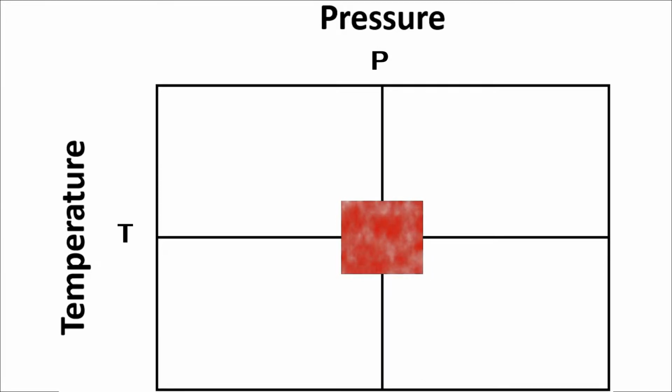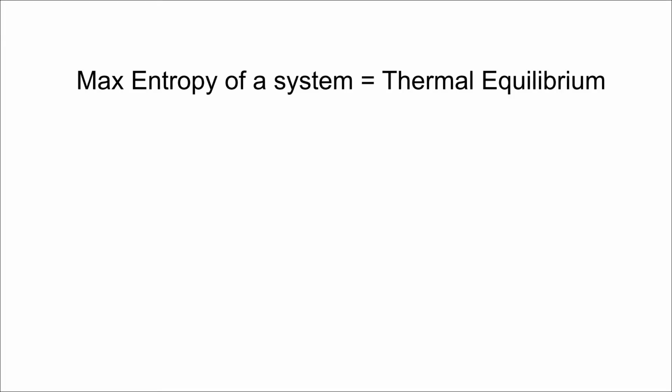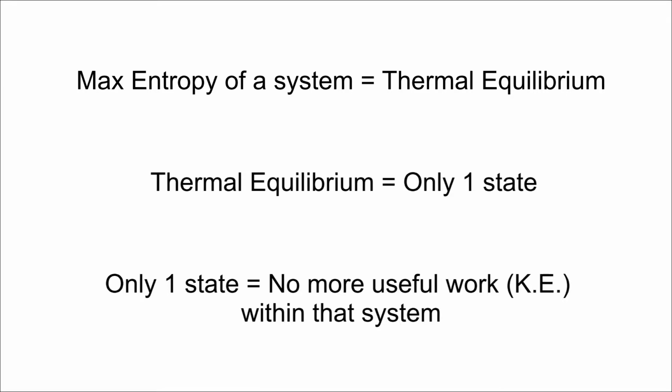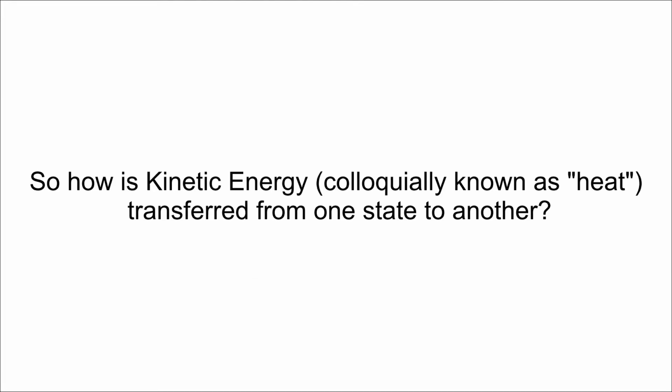And this is maximum entropy. And this is where the particles all share one uniform state. To recap, thermal equilibrium means maximum entropy. Thermal equilibrium also means one state, and one state means no more useful work within that system. We should now talk about how to transfer kinetic energies between different systems and different particles.